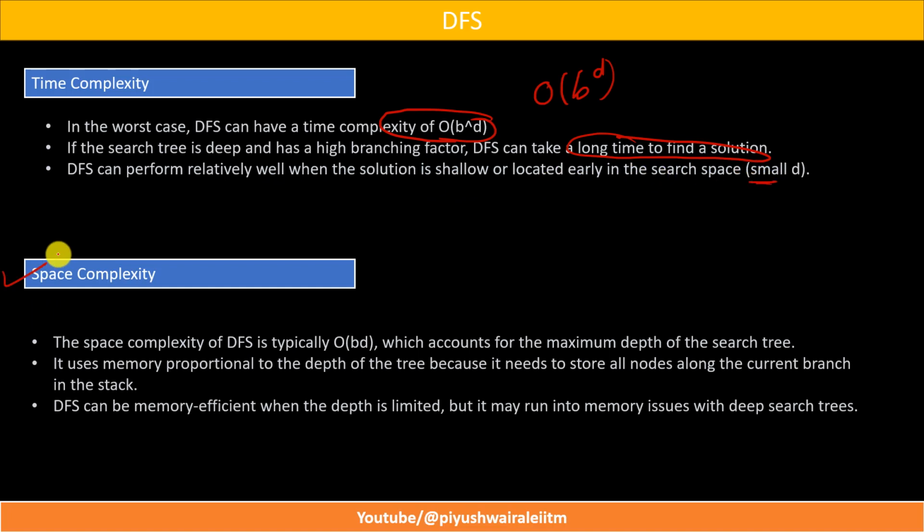Now, what is the space complexity for DFS? The space complexity of DFS is typically order of b times d, which accounts for the maximum depth of the search tree. It uses memory proportional to the depth of the tree because it needs to store all nodes along the current branch in the stack. So DFS can be memory efficient. Important point: DFS can be memory efficient when depth is limited, but it may run into memory issues with deep search trees. So DFS also has its own limitation, but the time complexity is order of b to the power d, and the space complexity is order of b times d. Okay, so please note it down.